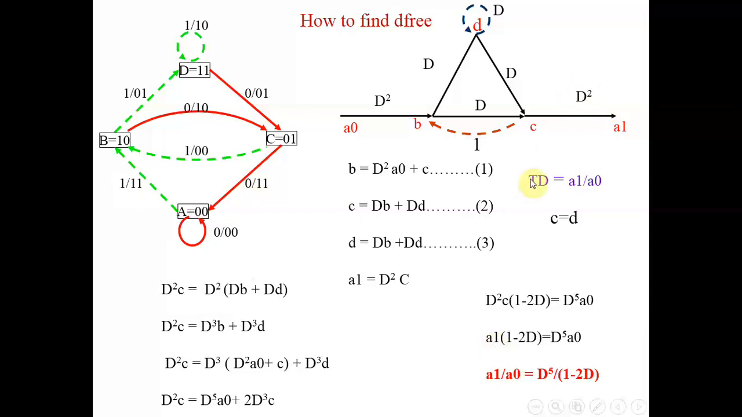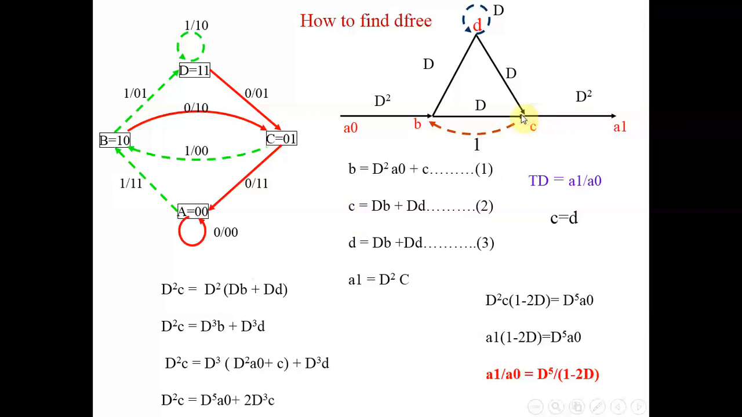Now what is expected is that we want a transfer function which is A1 upon A0. If I go from A1 upon A0 with this expanded state diagram, what will be my transfer function? So let's calculate. I calculate node B. So what is node B? It is D square into A0, as I am coming from A0 to B. So D square into A0 plus C. If I focus on this node B, it is D square into A0 plus C.